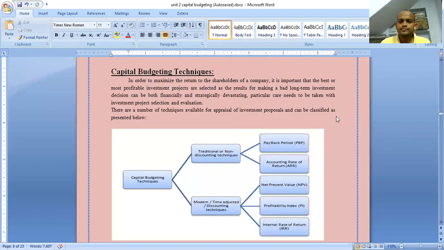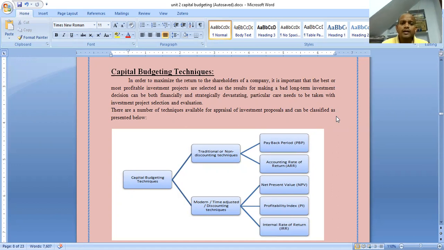Capital budgeting techniques. In order to maximize the return to the shareholders of the company, it is very important to take the best decision which brings the highest returns. Any bad investment proposal leads to financial loss as well as disturbs the company's performance, because these decisions involve a huge amount of funds. That is why it is very essential to take care of all the project evaluation and selection process.